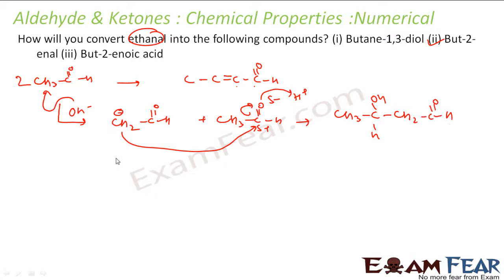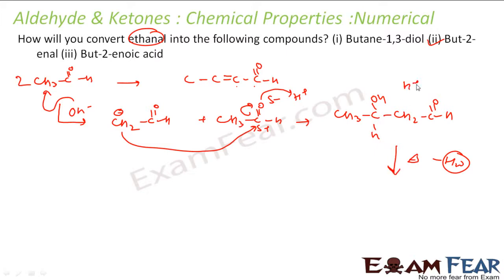But I'm looking for butenol. That means I can just form a double bond here, right? I can remove this OH and H, and I'll get a double bond here. So to do that, I just heat it. When you heat it, it removes the water from here. Correct? Obviously in the presence of acid.